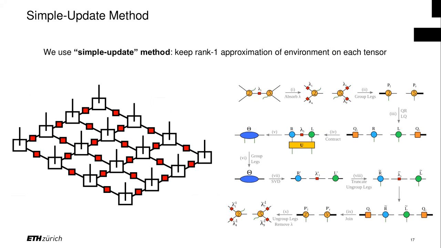So what we ended up using in practice is something called the simple update method. I'm sure tensor network people will be very familiar with that. The idea of the technique is that on every bond of your PEPS, you store a diagonal matrix. The goal of that diagonal matrix is to play the role of a rank-one approximation of the environment for every single side of your PEPS. So looking at the neighboring bonds, these diagonal matrices approximate the environment, which allows you to do a truncation that is at least a little bit more motivated.